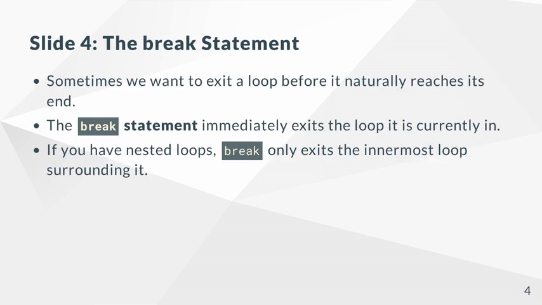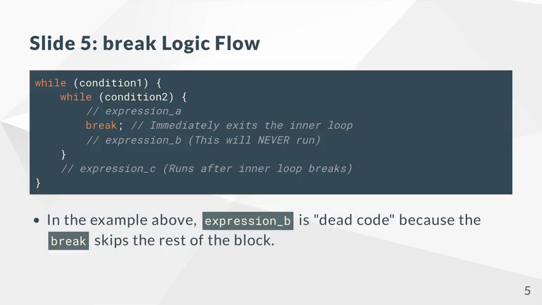Oftentimes, we want to write programs where we exit a loop before the natural end comes, either before a while loop becomes false or before a for loop finishes its sequence. For this, we use the break statement. It's a powerful tool that immediately terminates the loop it currently is in. It's important to note that if you're working with nested loops, a break only exits the loop that immediately surrounds it. Let's look at the logic flow here.